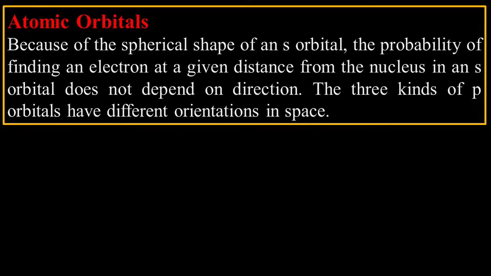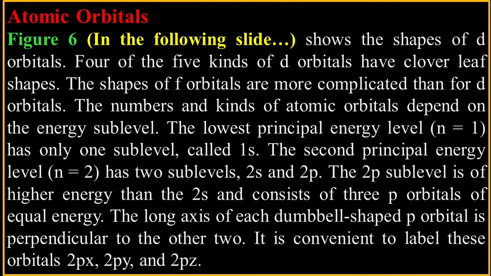Because of the spherical shape of an S orbital, the probability of finding an electron at a given distance from the nucleus in an S orbital does not depend on direction. The 3 kinds of P orbitals have different orientations in space. Figure 6 on the following slide shows the shapes of the D orbitals. 4 of the 5 kinds of D orbitals have cloverleaf shapes. The shapes of the F orbitals are more complicated than the D orbitals. The number of kinds of atomic orbitals depends on the energy sublevel.